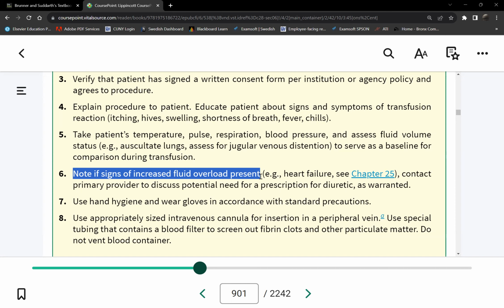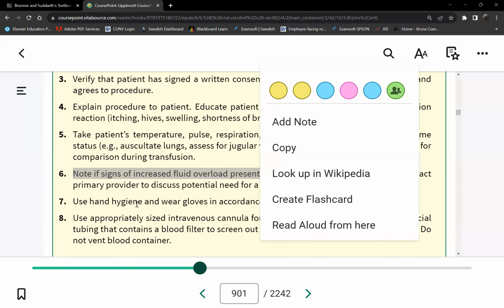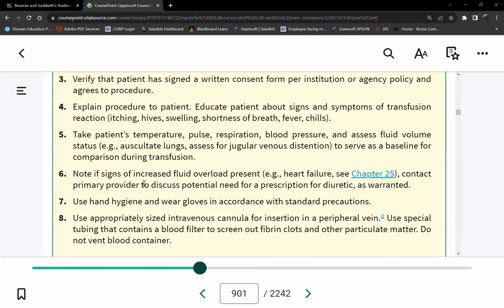So can it cause fluid overload? Yes, because it contains a lot of molecules. It contains albumin molecules. It contains red blood cells. It contains some platelets, some white blood cells. Okay, so it's a very hypertonic solution. So therefore, if the patient has any problems like heart failure, kidney disease, what is your concern? Fluid overload.